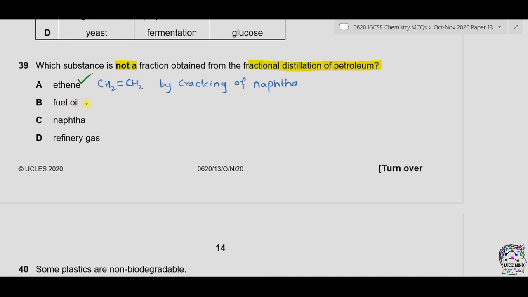B is fuel oil. Now fuel oil is obtained from petroleum by fractional distillation. Similarly, naphtha is also a product of fractional distillation of petroleum, and refinery gas is also obtained by fractional distillation of petroleum. So ethene is the only compound that is obtained by cracking of naphtha instead of distillation of petroleum.